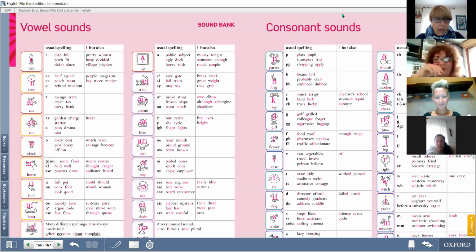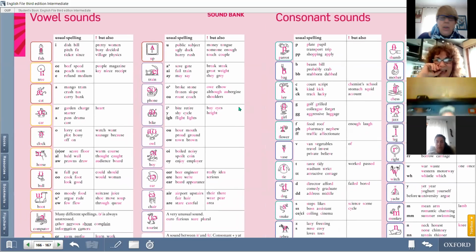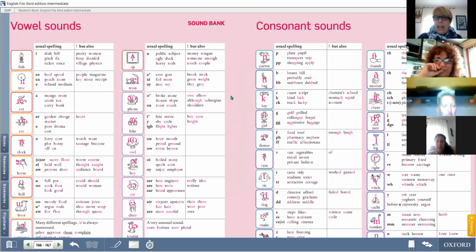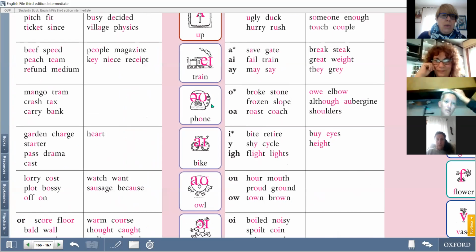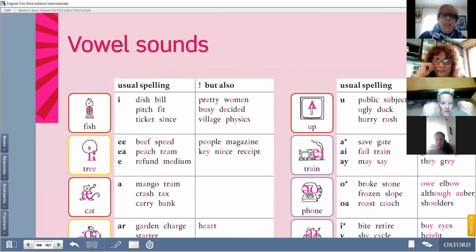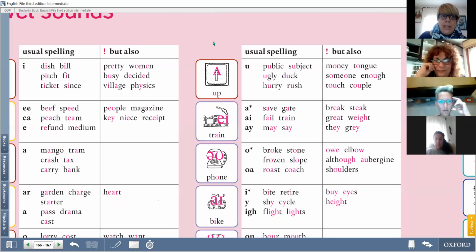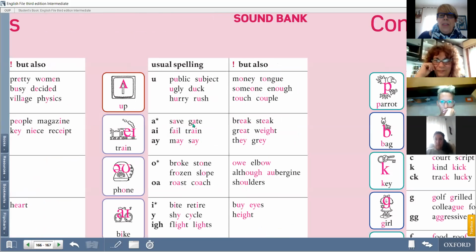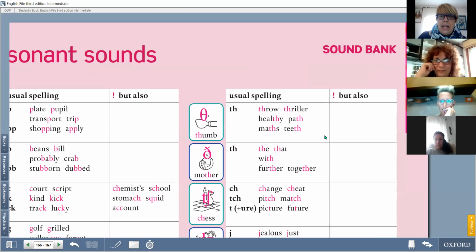Meanwhile, while you were reconnecting, I was opening the sound bank. Can you see it? Yes, so you see, the sound bank is what you find at the bottom of each book. Each level has got the sound bank, because this is, of course, basic to speak with a good pronunciation. And this sound bank in this book is very well made, because the sounds are divided into vowel sounds and then consonant sounds and everything.